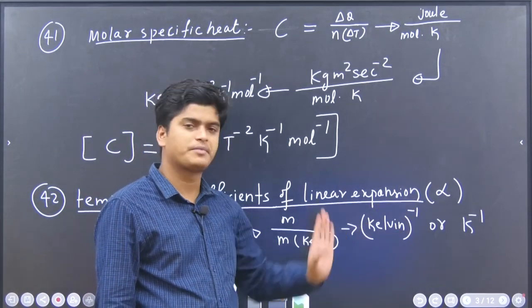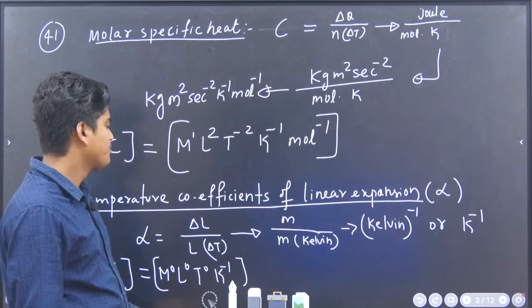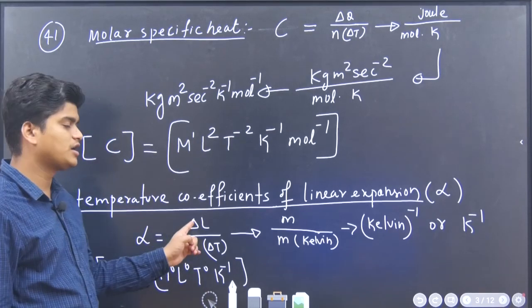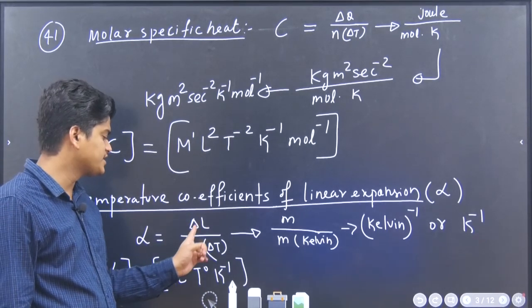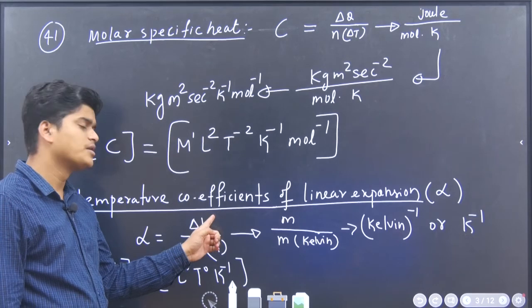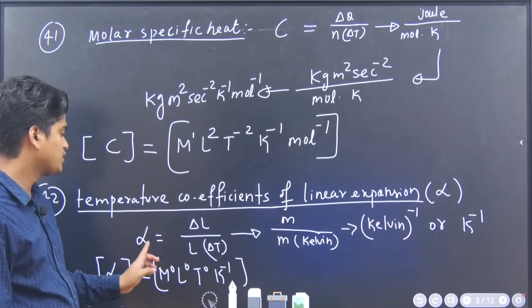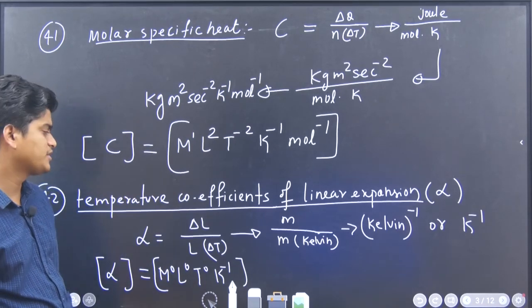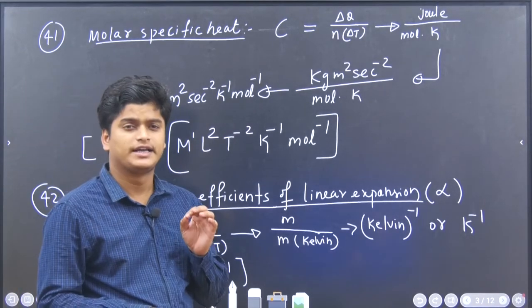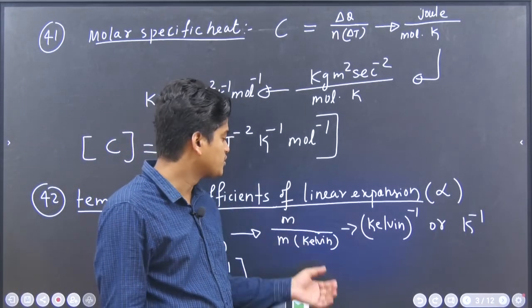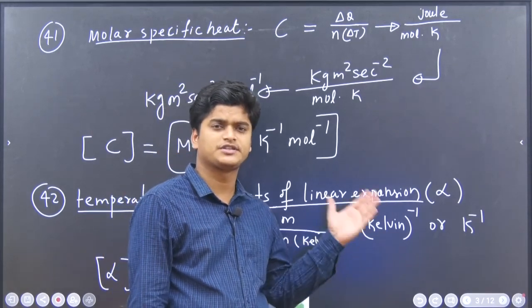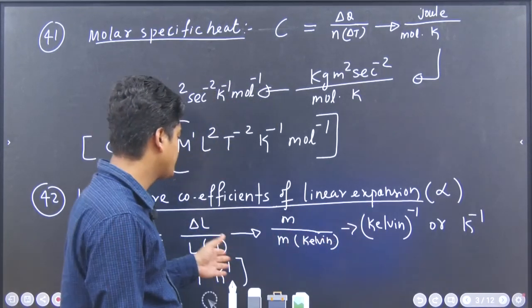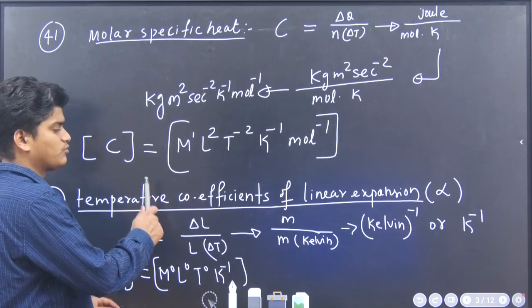Or K to the power minus 1, dimension also same, because for other cases also it will come basically change in area by original area or change in volume by original volume. So that is why this unit will cancel, and you will have only the temperature difference unit in the denominator. Degree centigrade is not an SI unit, so Kelvin is the SI unit. So you must remember this. If a question is sometimes given in degree centigrade, you can understand and apply the formula also.